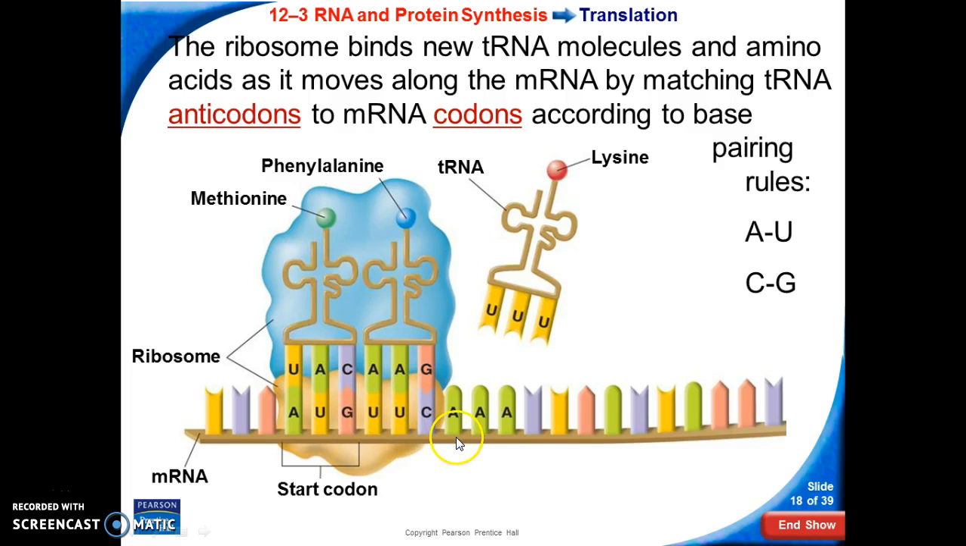So for instance, we have a codon here, AAA. What is the complementary base pair to adenine in RNA? It is uracil. So we have the correct anticodon here. Transfer RNA will come and connect with the AAA, the codon on messenger RNA, and this amino acid will be released.